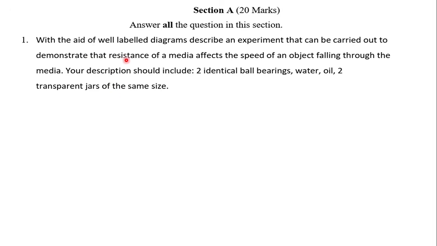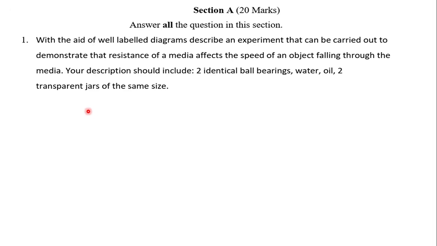So with the aid of well-labeled diagrams, remember that by just drawing a diagram, you already have 1 mark before you label the diagram. So draw a correct diagram. Drawing a correct diagram before labeling it, you have 1 mark. Labeling any 3 correct parts gives you 2 marks. So on the diagram alone, you have 3 marks. 1 mark is for drawing a correct diagram before labeling it, and the 2 marks for labeling 3 parts correctly.